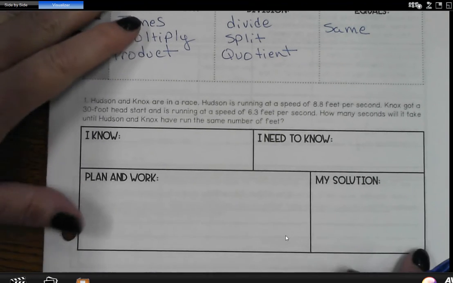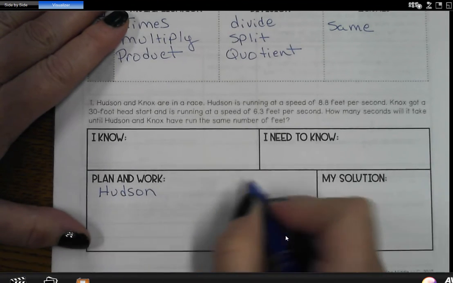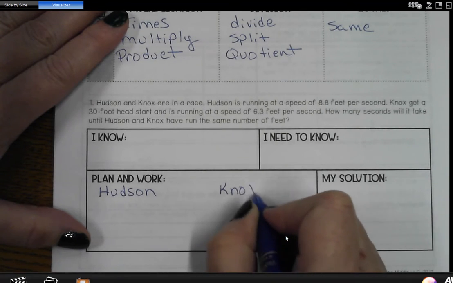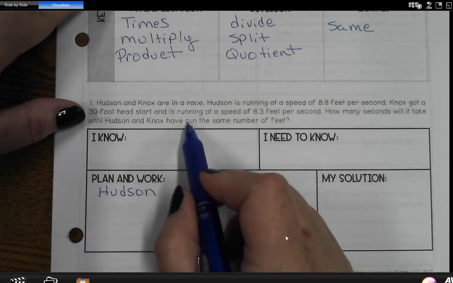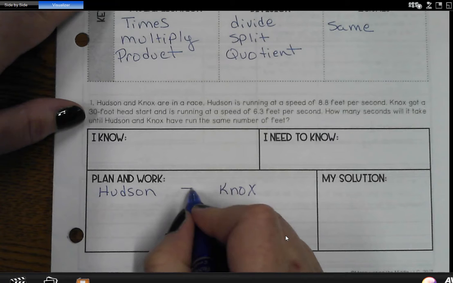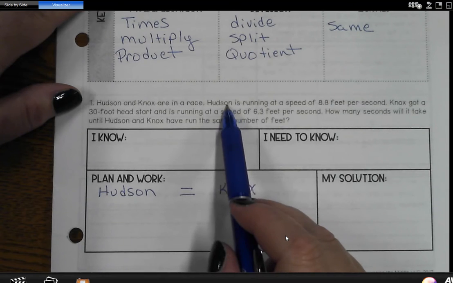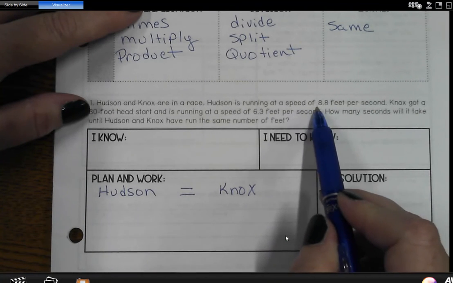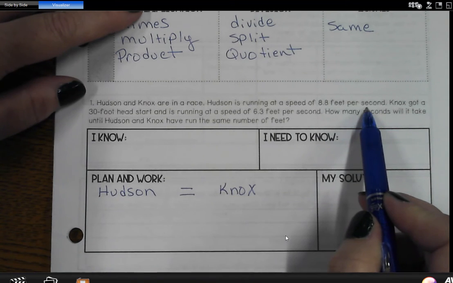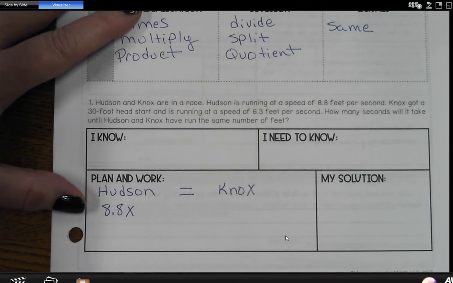So now, I have two people in this problem. I have Hudson and I have Knox. Now, I want to know, have they run the same number of feet? So I know that they're going to be equal to each other. So now let's look at Hudson, and I want to write what Hudson's doing. Whenever you see the word per, that's usually where your X goes. Hudson is running at a speed of 8.8 feet per second. So Hudson is going 8.8x because we don't know how many seconds.